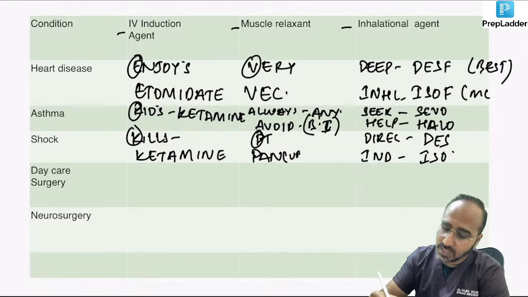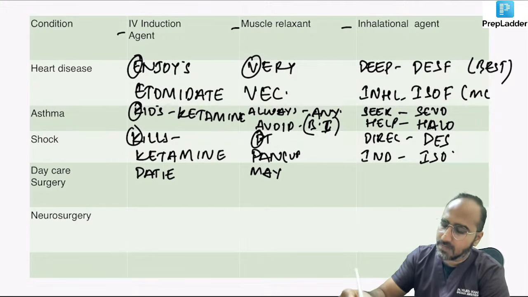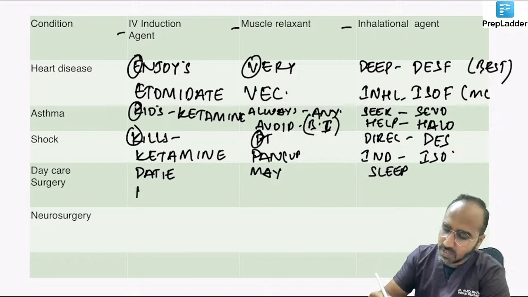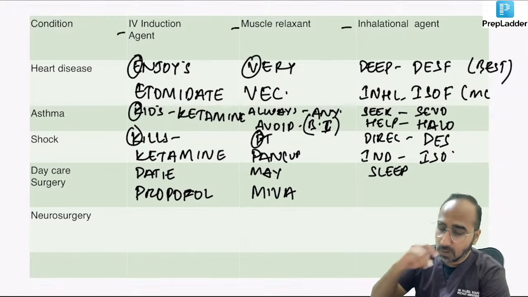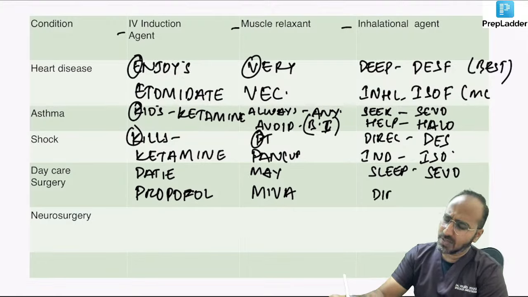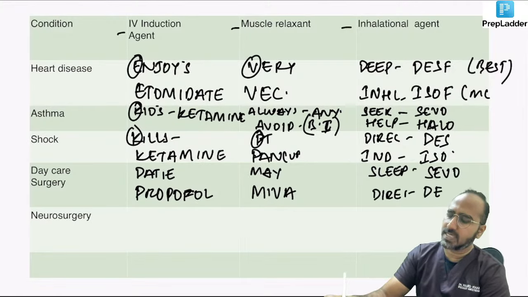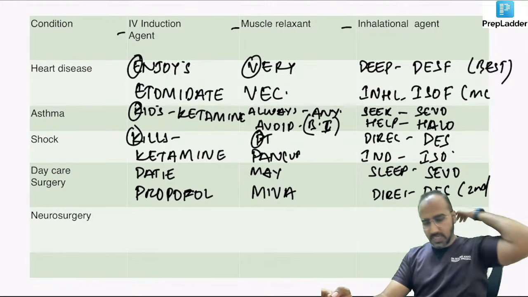Okay. Daycare surgery. Daycare surgery, patient may sleep. Okay. Patient. P stands for what, guys? Propofol is the IV induction agent of choice for daycare surgery. Muscle relaxant is what, guys? Mivacurium, the shortest acting muscle relaxant. And sleep, S stands for sevoflurane. May sleep directly, you can remember directly. D stands for desflurane, that is the second best choice. Second best choice.